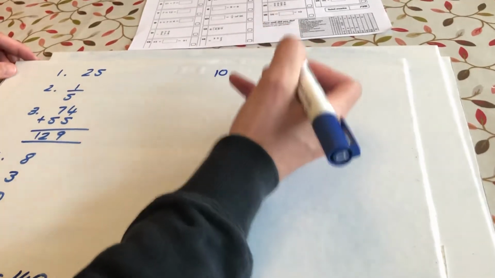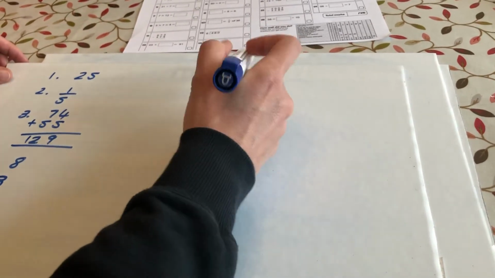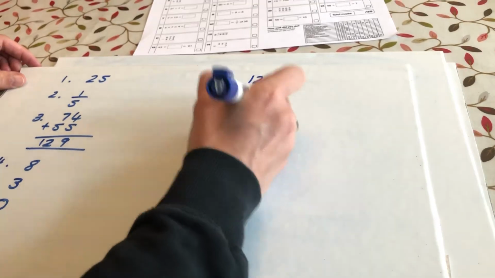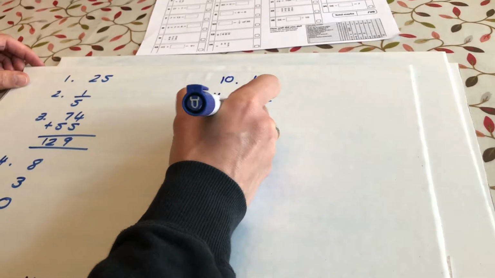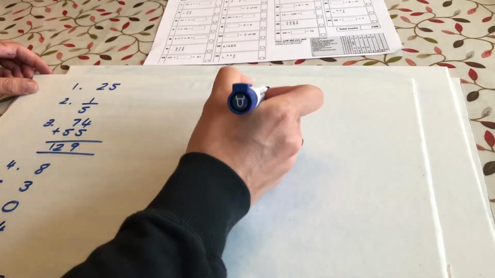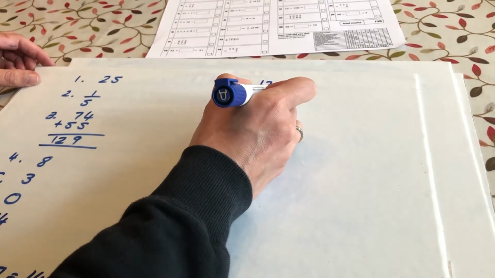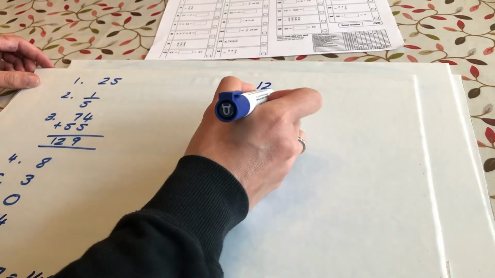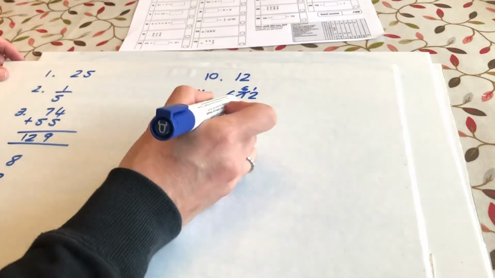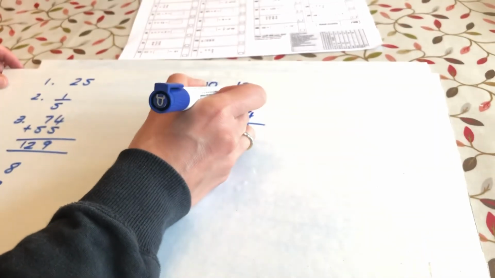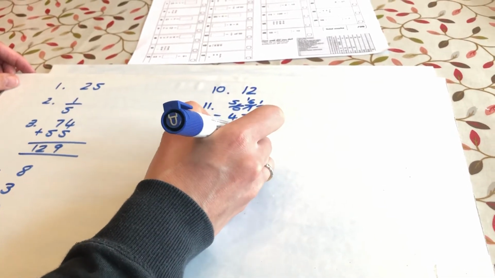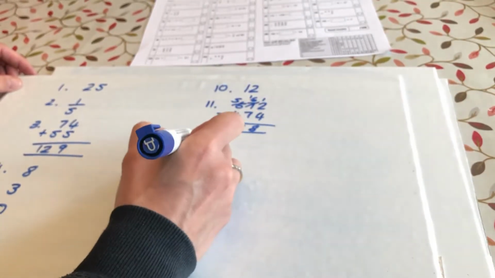Number 10, a third of 36 means divide by 3. 36 divided by 3 is 12. Number 11, 672 minus 474. 2 minus 4 I can't do, so I go to the next column. 7 tens becomes 6 tens, bring 10 over. 12 minus 4 is 8. 6 minus 7 I can't do, so I go to my next column. 6 hundreds becomes 5 hundreds, and I bring 10 over. 16 minus 7 is 9, 5 minus 4 is 1.